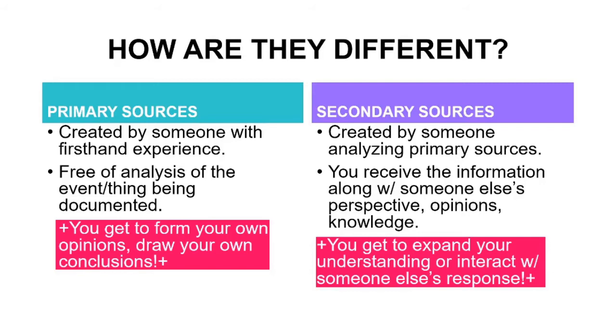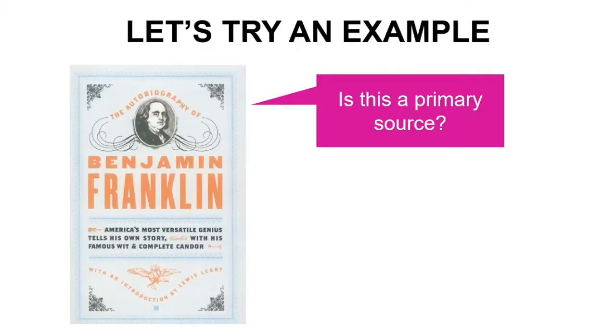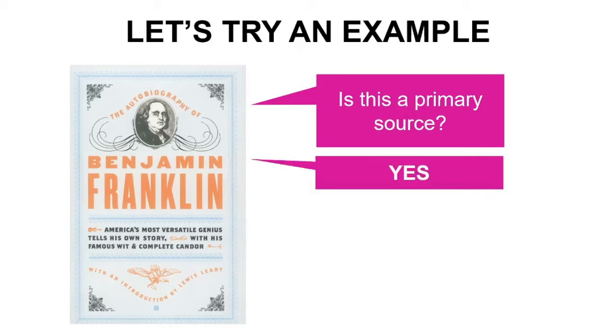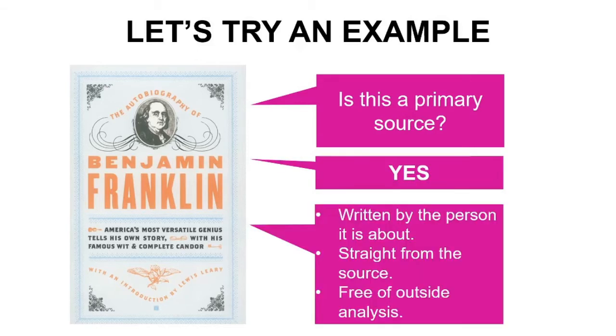Well, let's make sure we understand the difference between primary and secondary sources with a few examples. So here's one example. This is a book. It's the autobiography of Benjamin Franklin. That means he wrote it himself while he was alive. Let's think about it. Is it a primary source? You can pause the video if you want to think. But here's the answer. Yes, it's a primary source because it's written by the person it's about, straight from the source. This is first-hand information. It's also free of outside analysis. Benjamin Franklin talks about himself as he sees himself. He doesn't include other people's opinions of him.